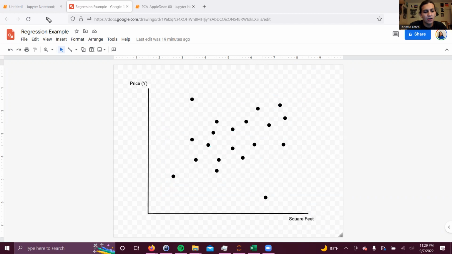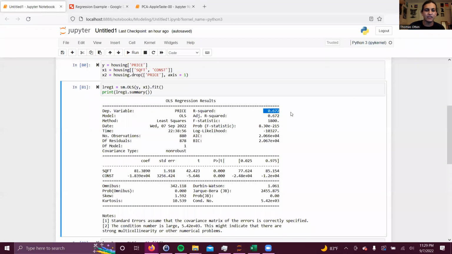What we actually found out was that 67% of the variation in Y can be explained by X. And in some cases, that's really good. In some cases, that's really bad. It's all model dependent. What the adjusted R squared does is it penalizes you for each additional variable you add to the model.